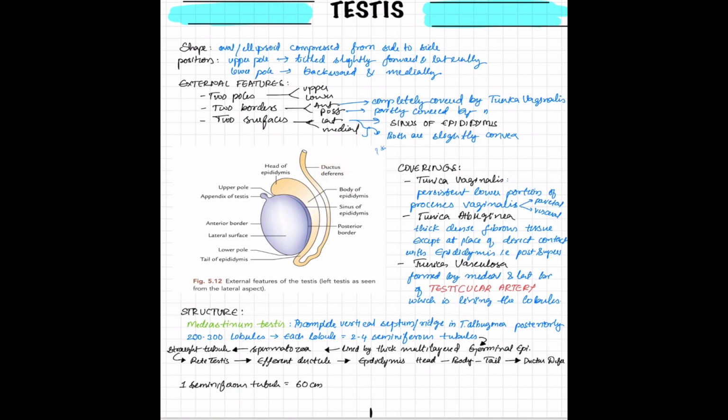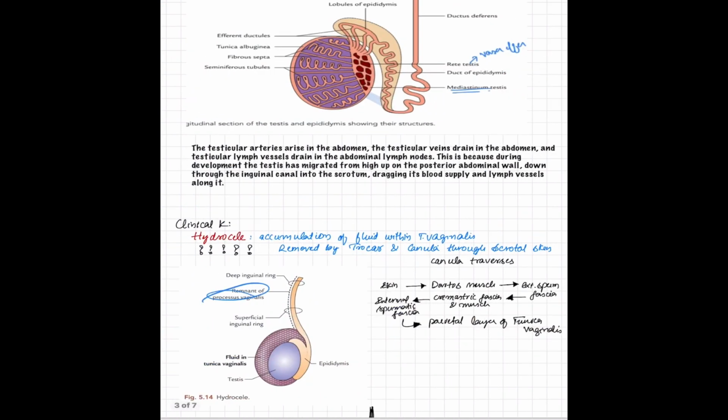So from the straight tubule, from the rete testis to the efferent ductules, then the epididymis, then head, body, and tail of the epididymis, they go into the ductus deferens. You need to know one more thing: one seminiferous tubule has a length of 60 centimeters. We have fibrous septa, and the tunica albuginea is also fibrous. We have seen efferent ductules, seminiferous tubules, epididymis, and ductus deferens.